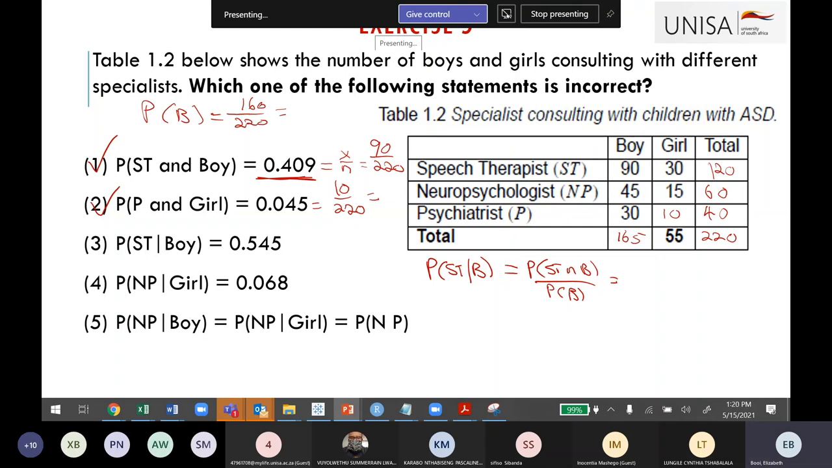Isn't it 165? Oh, 165, yes. 165 divided by 220 is 0.75. We had this somewhere. We didn't even have to do that. Since I have the probabilities, I can just use the probabilities. So the probability is 0.409 divided by 0.75. And that should give me the probability of ST given a boy.